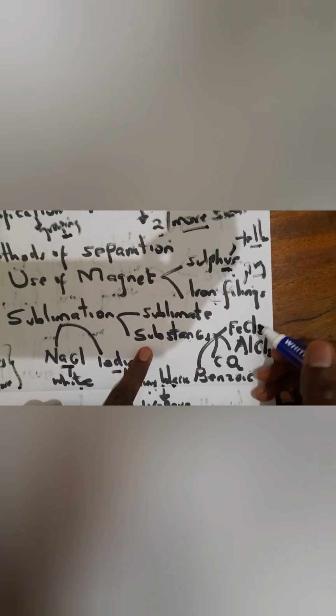We have iron 3 chloride, aluminum chloride, and carbon 4 oxide. In other words, another name for it is dry ice. We also have benzoic acid. So if you are told in an exam to mention the substances which undergo sublimation, we have iron 3 chloride, aluminum chloride, carbon 4 oxide. In primary, you say it is carbon dioxide, but in high school, we say it is carbon 4 oxide. We also have benzoic acid.